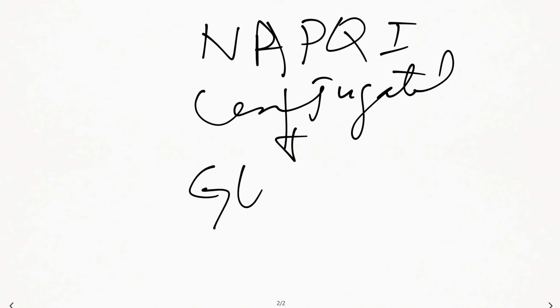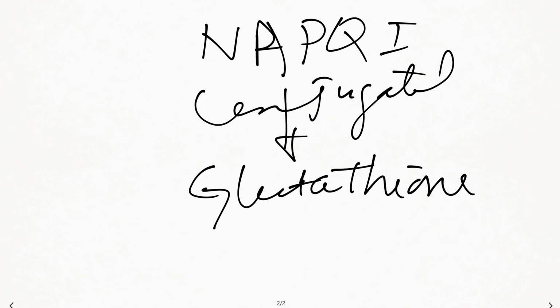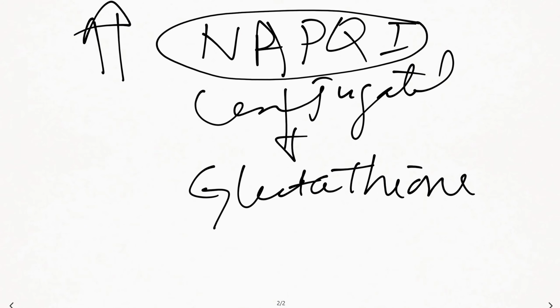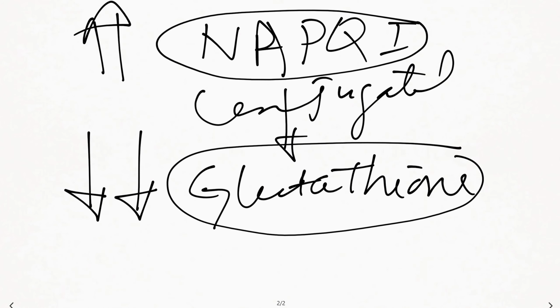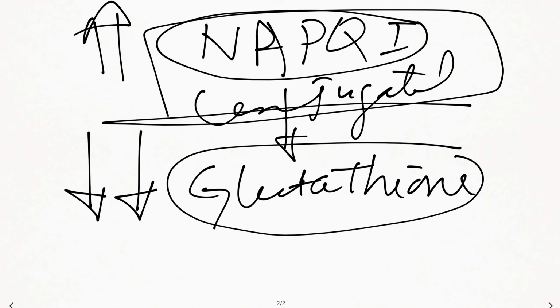NAPQI is conjugated by glutathione, and glutathione is produced by the liver from three amino acids. If the amount of NAPQI is so big, it will deplete or use up all the glutathione in the liver, and in this way it will be available in the circulation, and this will cause the toxicity and the liver failure. So this is the mechanism by which liver failure occurs: a big amount, glutathione depleted, and the result is liver failure.